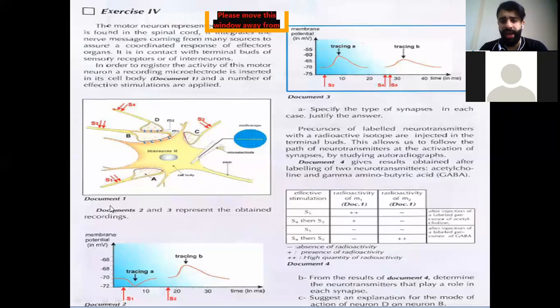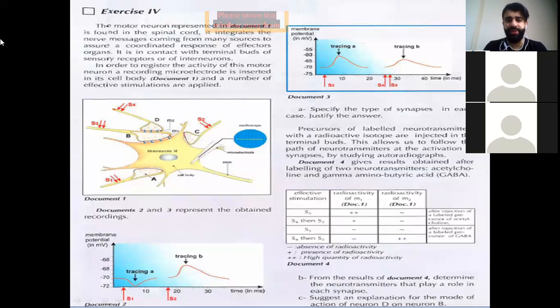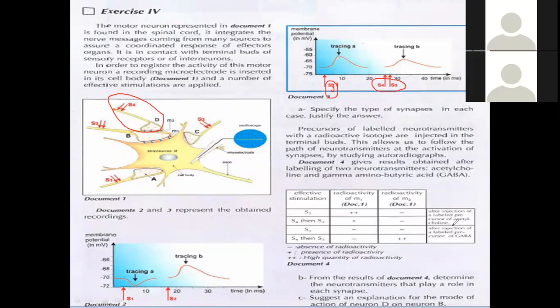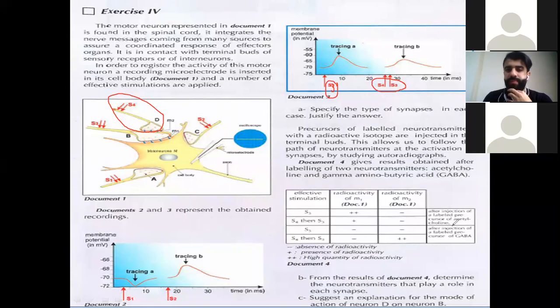Now Selena, in the last recording, they did S4 and S3 together. We said that here is S3, so don't confuse them. Here we did S4 and S3 together. How can you identify the type of the synapse between D and the motor neuron? Here is S4. What can you say about this? Yes, Selena. The synapse between neuron D and the motor neuron M. All of them are between the neurons and the motor neuron M.